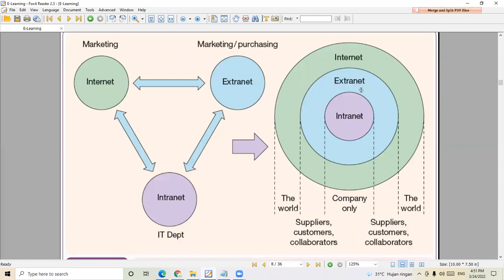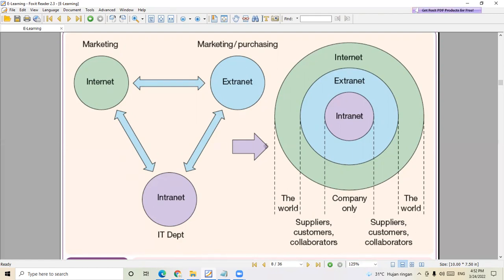The extranet can be accessed by the suppliers, the customers, the collaborators, and other stakeholders, which are granted access by the companies. And of course, the internet is the wider area, right? It's the world. Anyone can access the internet.